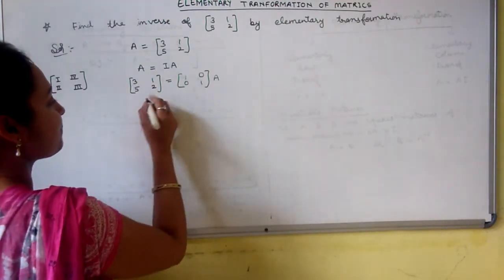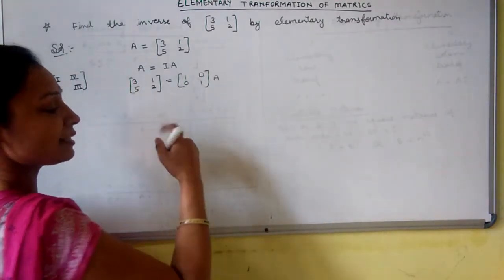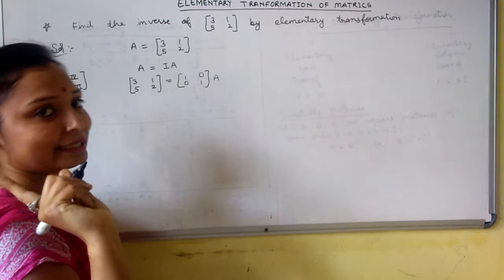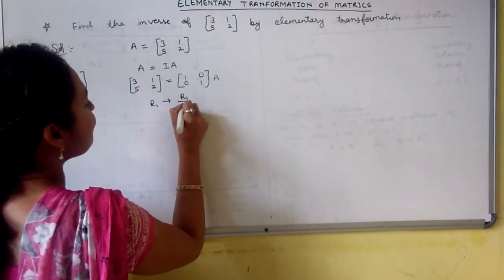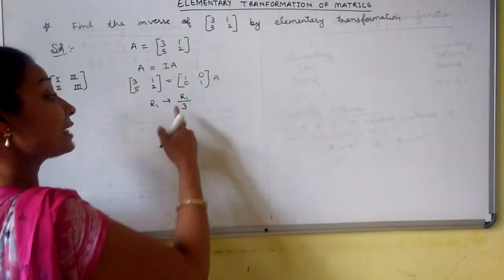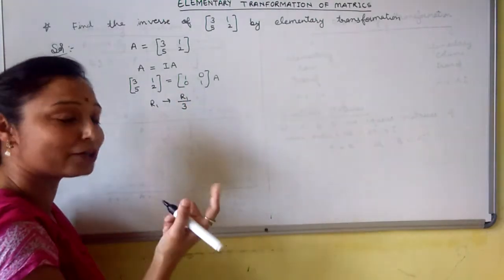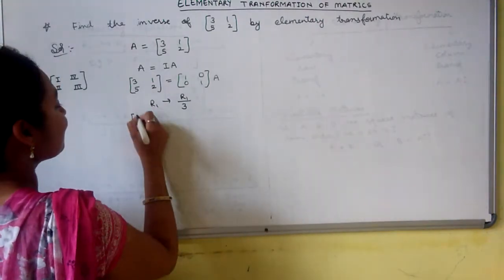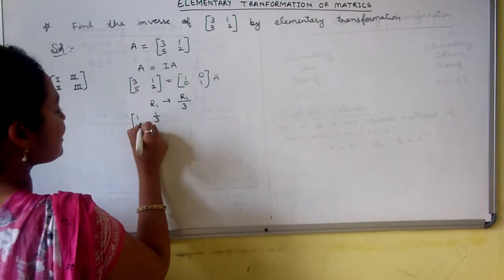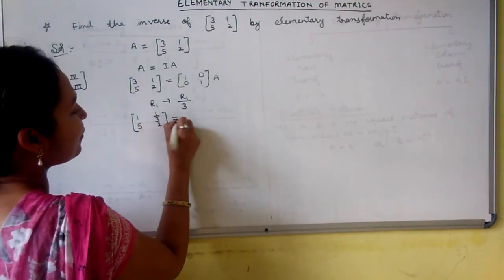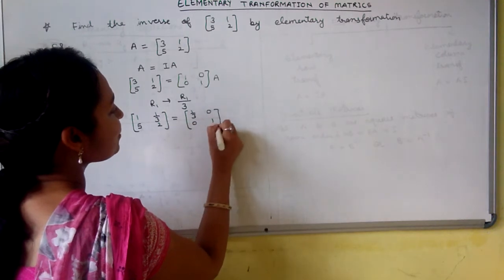I want 1 here. The simple method: the number which is present here, divide the first row by that number. R1 divided by 3. That is easy. Actually, this is the product of 1 by 3 with R1. 3 divided by 3 is 1. This is 1 by 3. This is 5. There is no change in the second row. R1 is 1 by 3, 0, 0 and 1, with A.